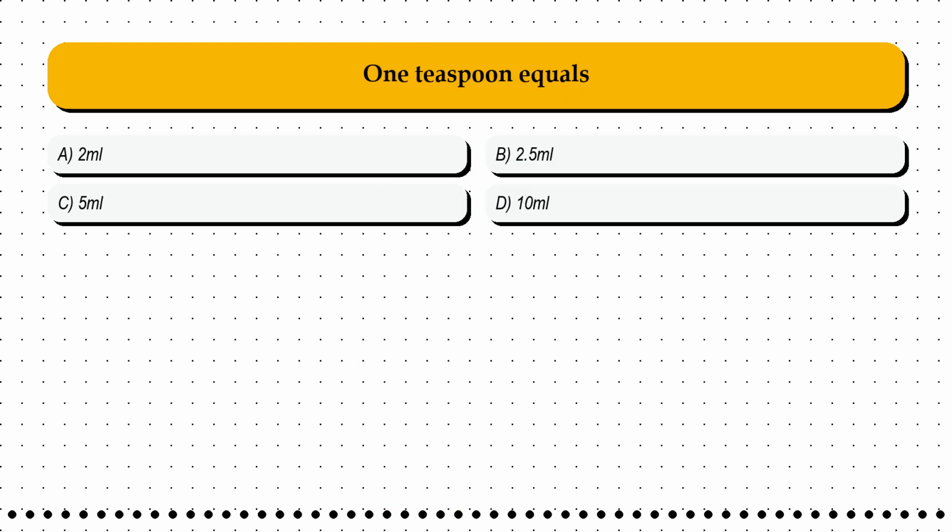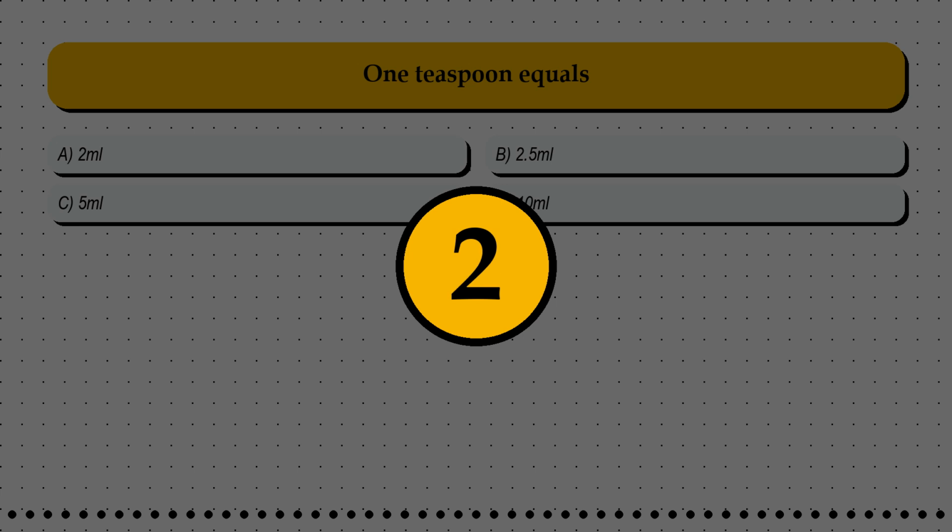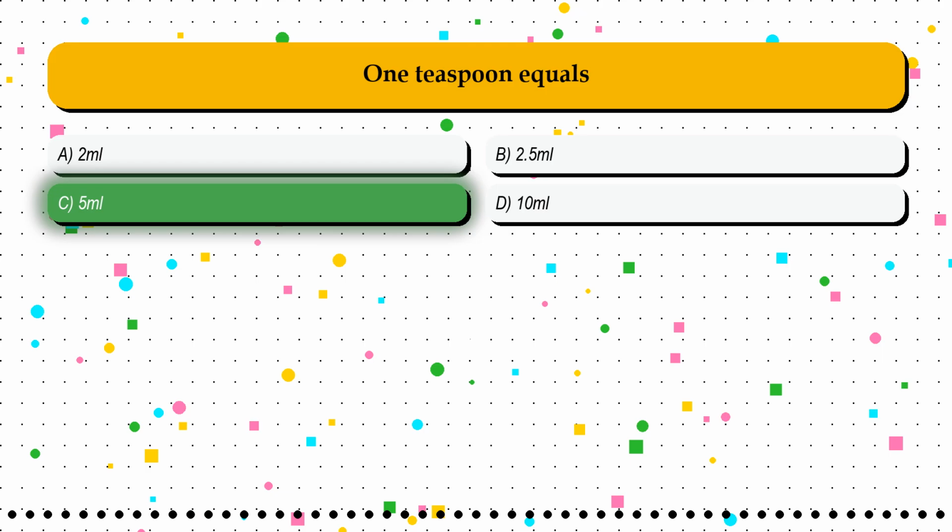Question 225. 1 teaspoon equals: Option A, 2 milliliters. Option B, 2.5 milliliters. Option C, 5 milliliters. Option D, 10 milliliters. The correct answer is option C, 5 milliliters.